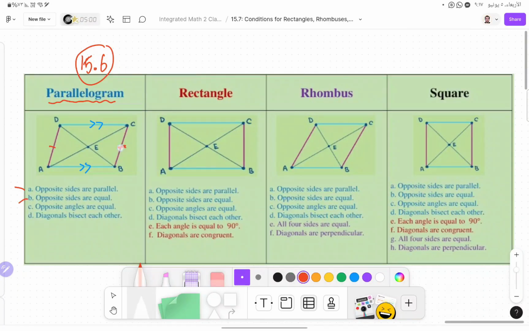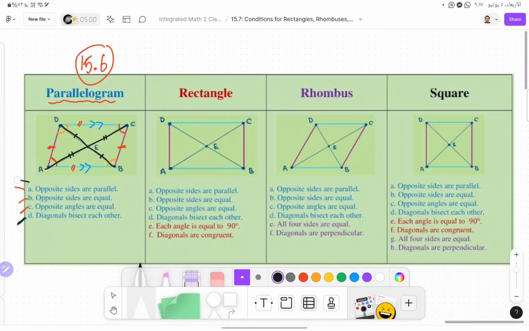So this one here is equal to this one here, and this one here is equal to this one here. And opposite angles are equal, meaning this one here is equal to that one here, and this angle here is equal to that angle here. And the last one, the diagonals bisect each other. So from B to D is bisecting from C to E. This one here is equal to this one, and this one here is equal to that one.